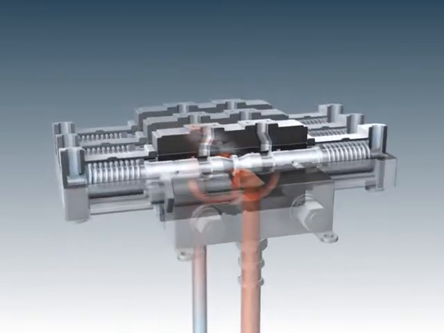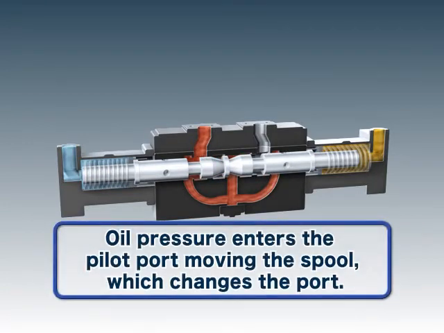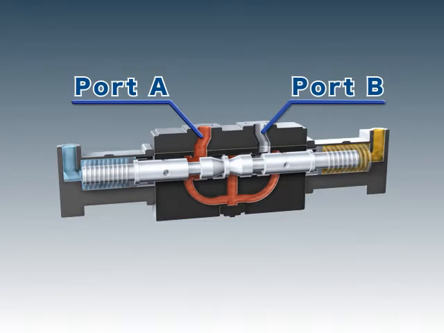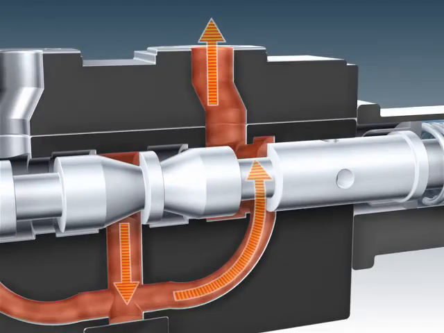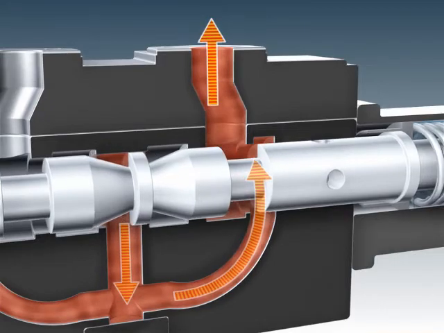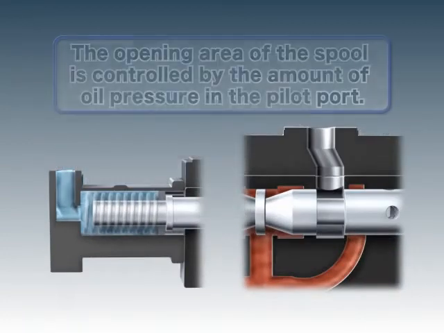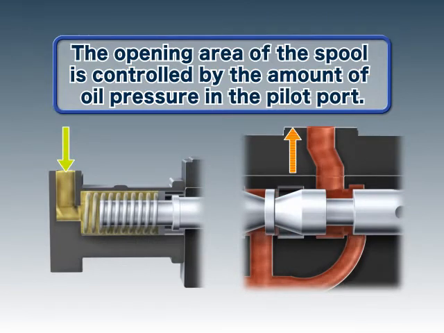The pilot port of the multiple control valve receives hydraulic oil from the remote control valve. Pilot pressure from the remote control valve moves the spool and redirects the hydraulic oil from the pump port to either port A or port B. The spool continues to move until the pressure applied to the pilot port balances with the return spring on the opposite side, changing the opening area, which in turn adjusts the flow rate.